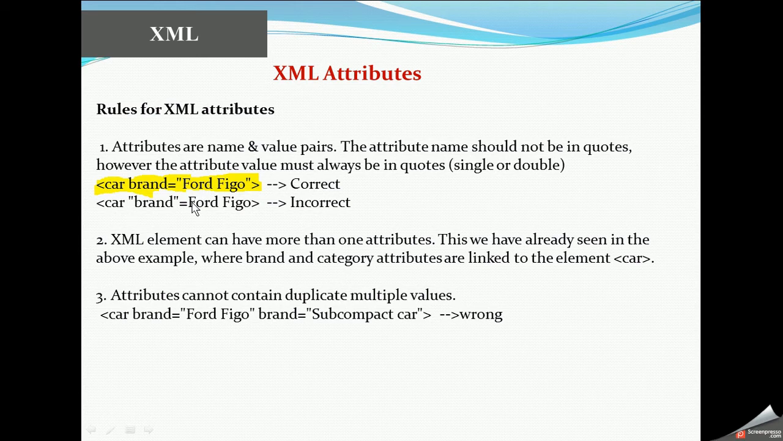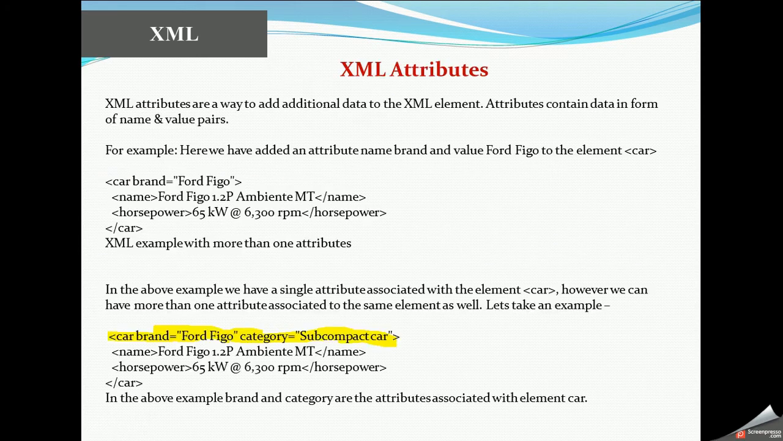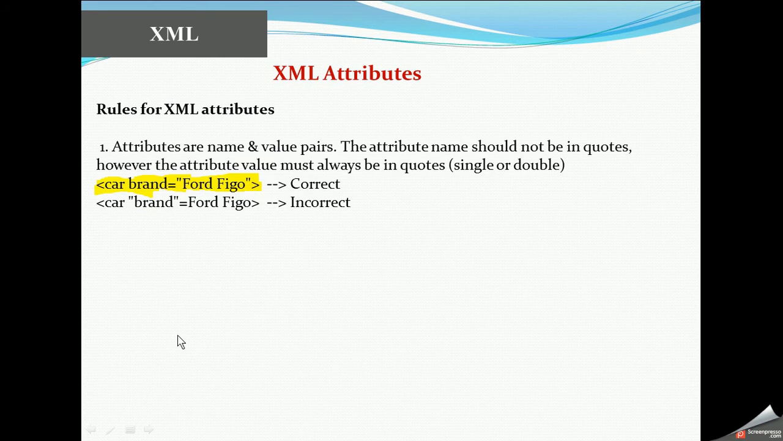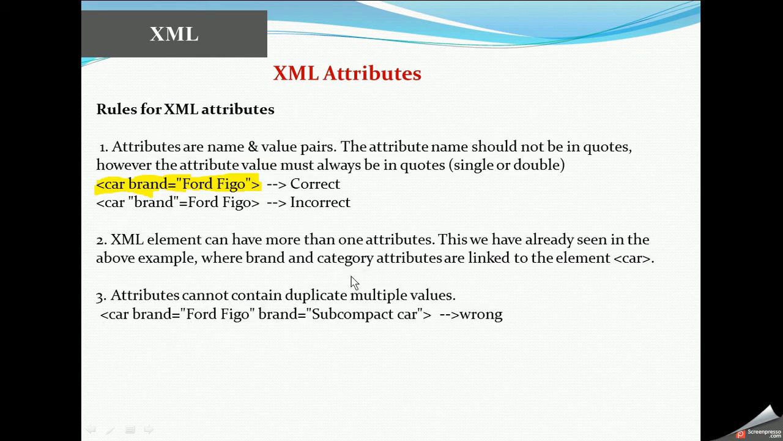Second, XML elements can have one or more attributes. We have seen in the last example car brand. You can see that the car brand is Ford Figo. So car as an element can have two or more attributes. Okay, XML attributes. So this is what we have seen.